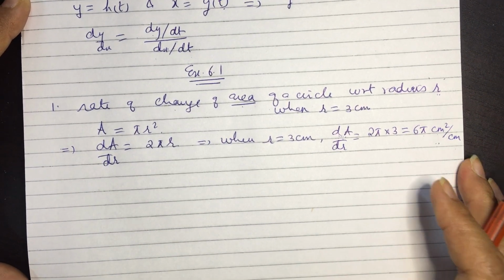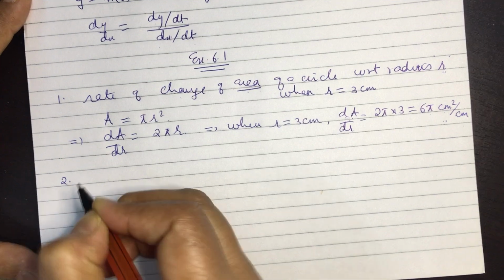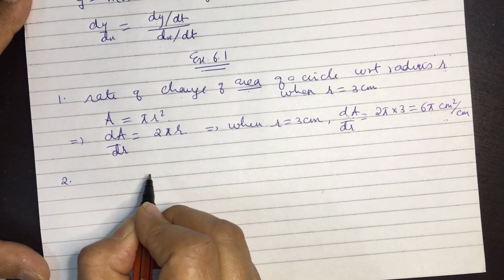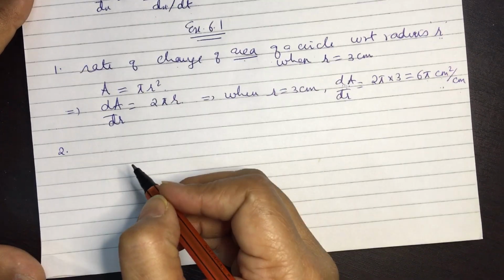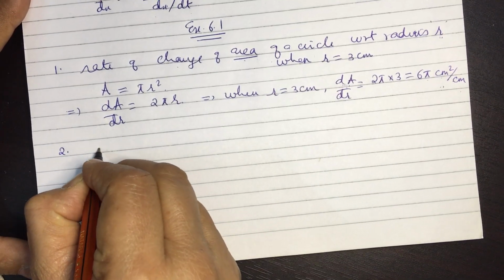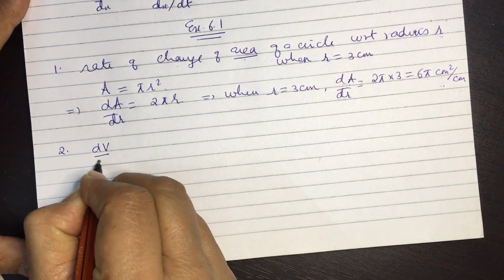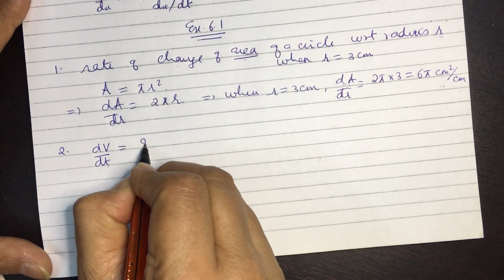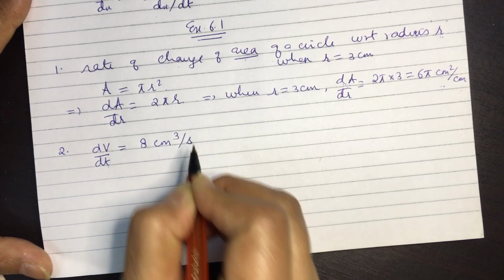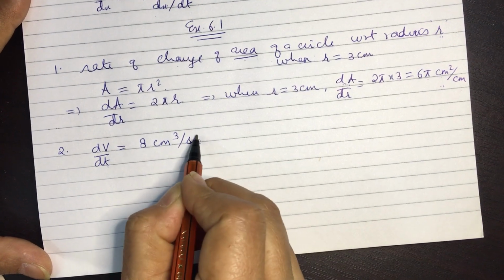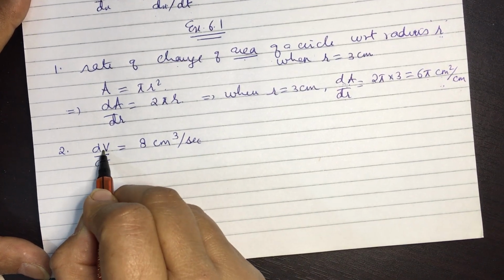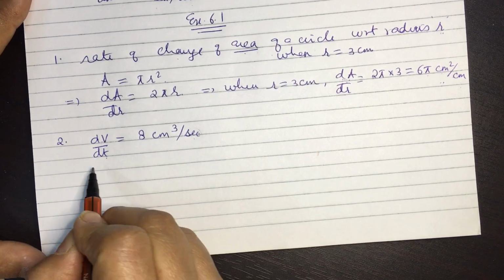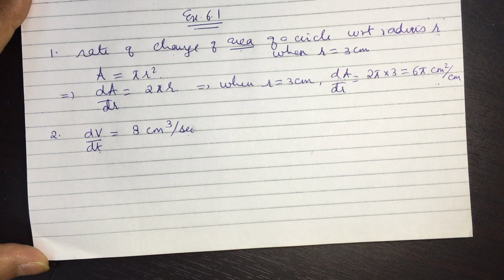Now, let us take another one, question number 2. Here the volume of a cube is increasing at the rate of 8 centimeter cube per second. This much is given. So, volume is increasing means dV by dt. Now, how do we know it is upon dt? Because the units are given to us as centimeter cube per second, and this centimeter cube is a unit for volume and this second is the unit for time. So, this gives us a hint that we need to differentiate with respect to time.